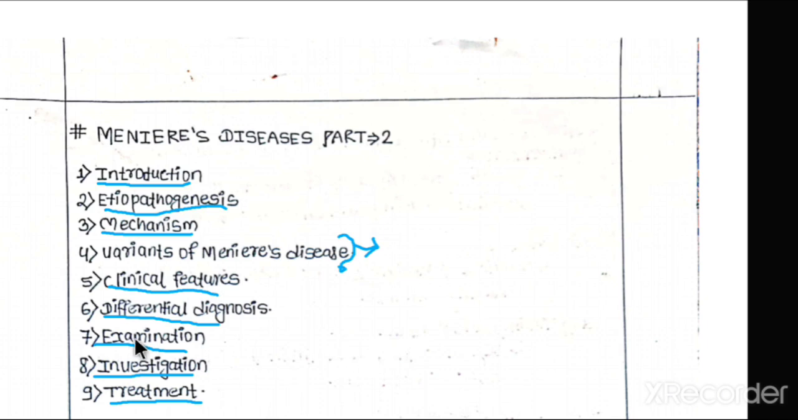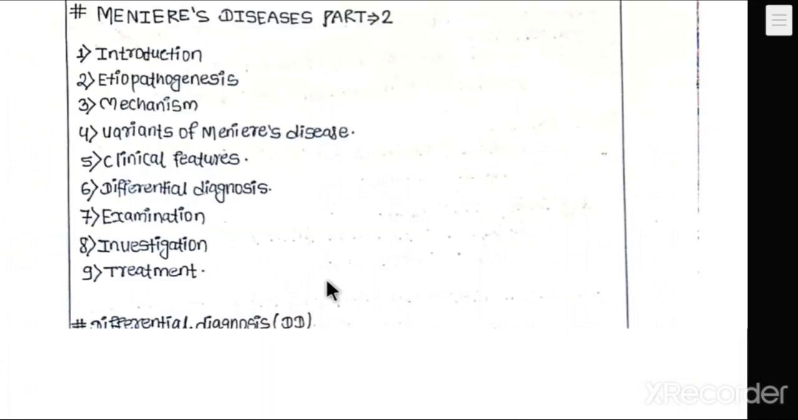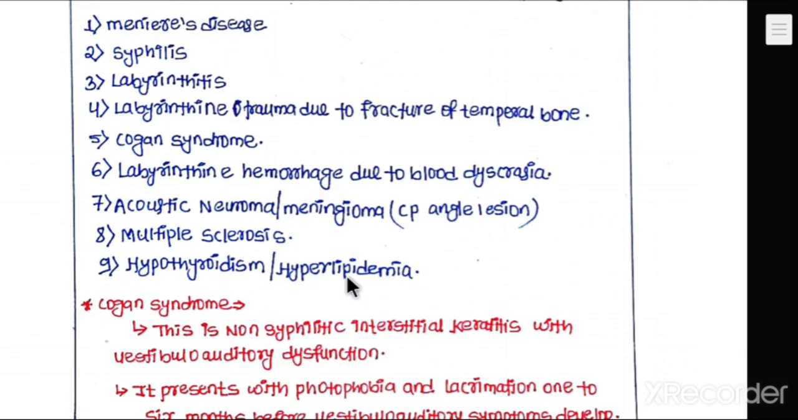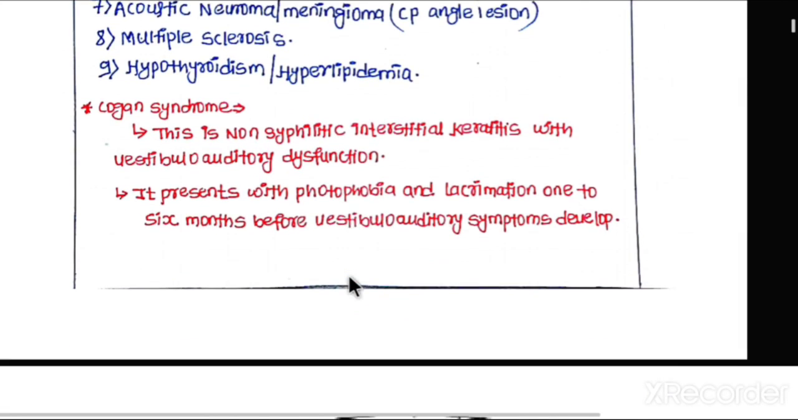Before starting differential diagnosis, examination, investigation and treatment, we will have a short review of Meniere's disease, which we have already discussed in part 1. That is slight anatomy and its mechanism, how the triad of symptoms like vertigo, sensorineural hearing loss, tinnitus, and aural fullness occur in Meniere's disease. Let's skip differential diagnosis for some time. We'll first finish a slight review of my first lecture about Meniere's disease.